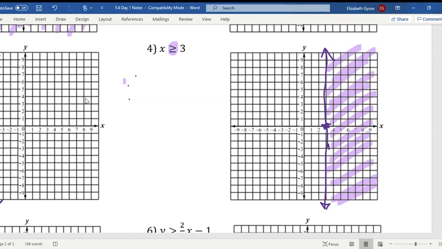We feel okay about those ones? Okay. All right, let's go on to 5.